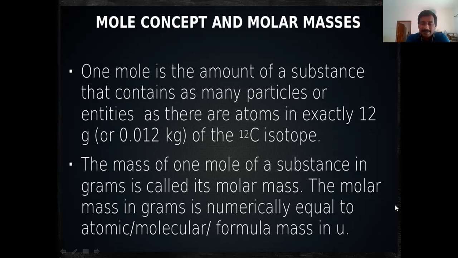And when you measure the mass of 6.02 into 10 raised to 23 atoms, you will get a gram atomic mass. When you measure the mass of 6.02 into 10 raised to 23 molecules, you will get a gram molecular mass. Or simply we can say molar mass.